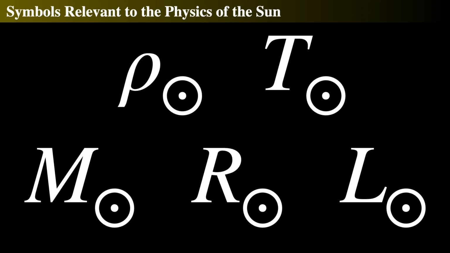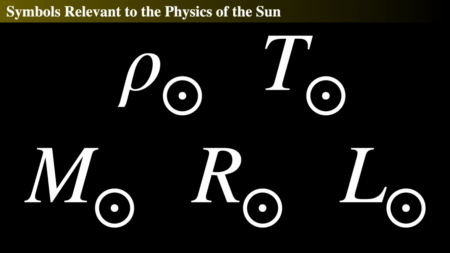Anyway, there are some symbols we need to look at that are relevant to the physics of the sun, and we're going to be talking about the bulk properties of the sun. Each one of these symbols has a little circle as a subscript, a circle with a dot in it. The circle with the dot in it is the alchemical or astrological symbol of the sun, and we just appropriate it because it's easier than writing out sun or solar or something like that.